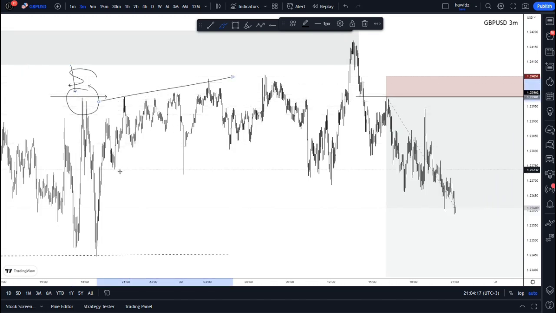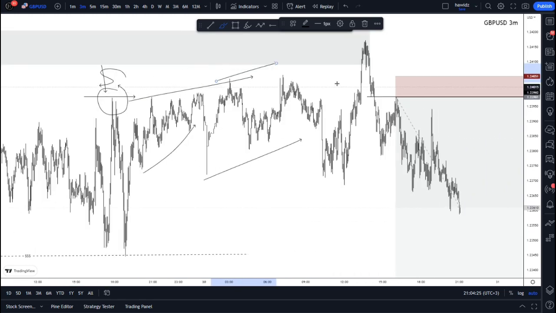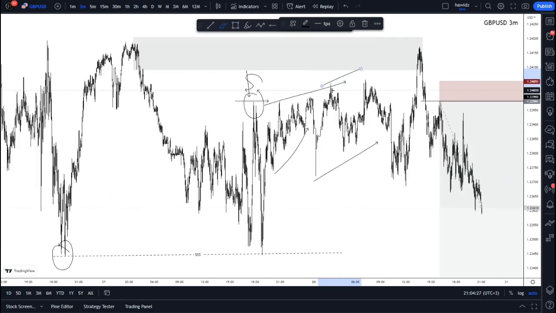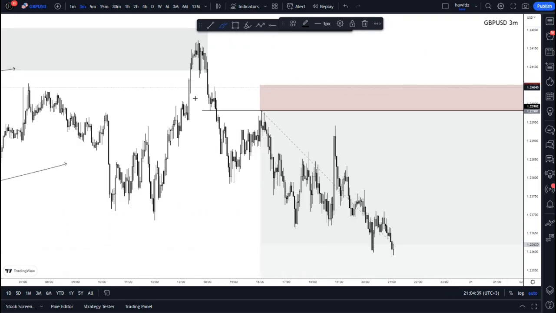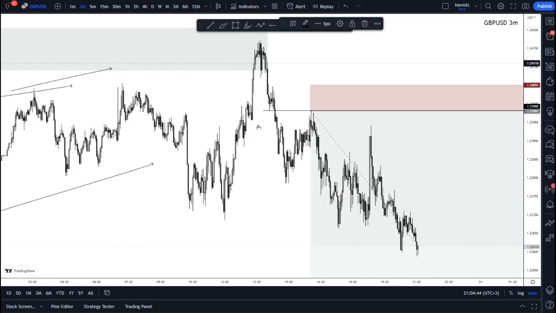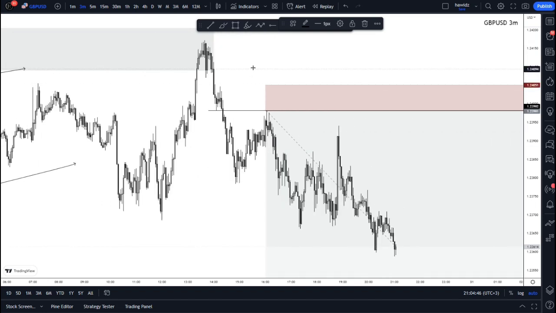As you can see, price was building up liquidity on both sides of the market with all these trendline liquidities and ranges. So I was simply waiting for all this liquidity to be swept, and once the sweep was done, price could then mitigate this order block, which is exactly what happened today. After the mitigation of this order block, we were sure of potential sells.